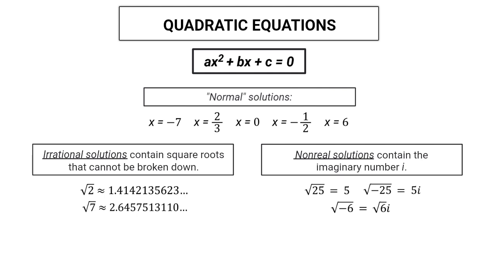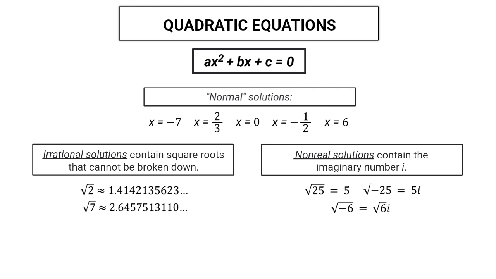With quadratic equations, as I've said before, the highest power is x squared. And there are different types of solutions you can expect when you deal with these types of equations. The first type of solution you can get are what I call normal solutions. They're the normal numbers that you're used to dealing with: fractions, whole numbers, and integers. You can also have what we call irrational solutions. An irrational number is a number that goes on forever as a decimal, but never in any particular pattern.